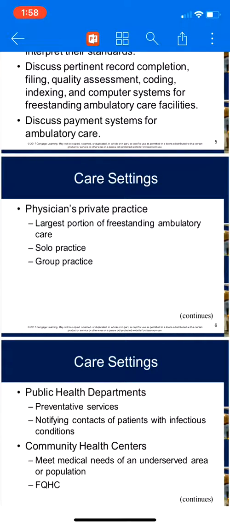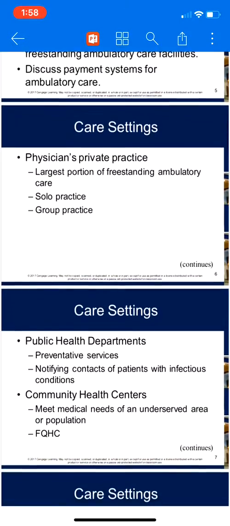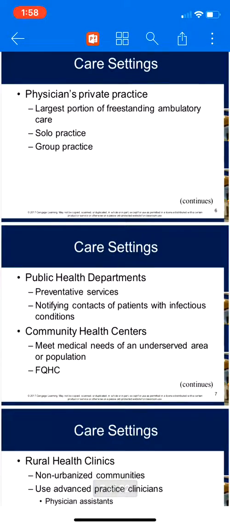Other types of ambulatory care have been developed to meet the needs of patients. The public health departments, for example, provide a variety of services to improve the health of the community as a whole, in addition to health care for individuals. Emphasis is placed on preventative services such as immunizations, screenings, and notifying contacts of patients with infectious conditions such as tuberculosis and syphilis to prevent further spread of these conditions throughout the community.